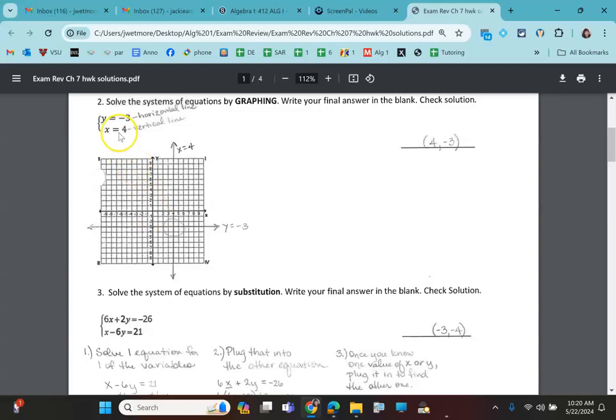Same idea, anytime you've got x equals a number, that is always a vertical line. And so x equals 4 is going to be right here. Again, if you made an XY chart for that, you could put any y value in you want, and x is going to be 4. So that would be (4, 0), (4, 1), (4, 2), (4, negative 1), (4, negative 2).